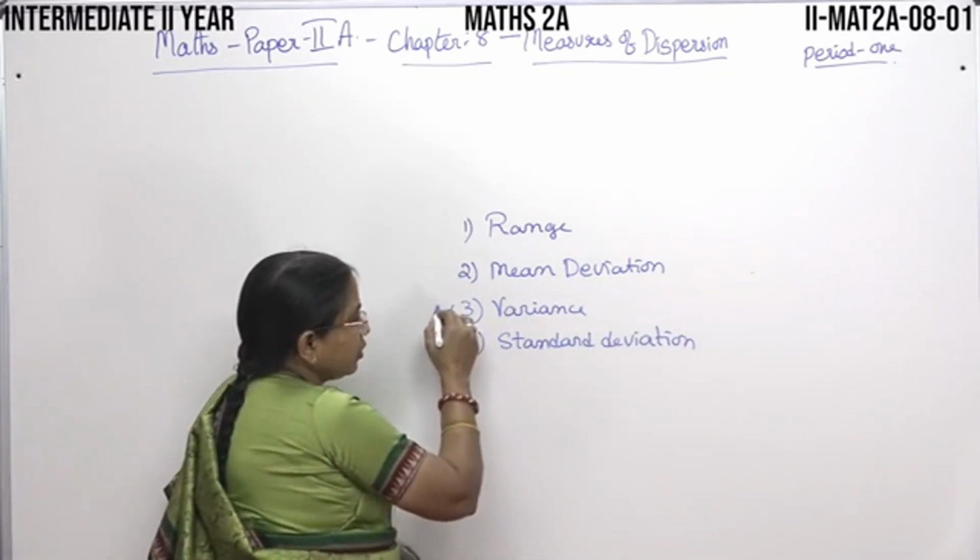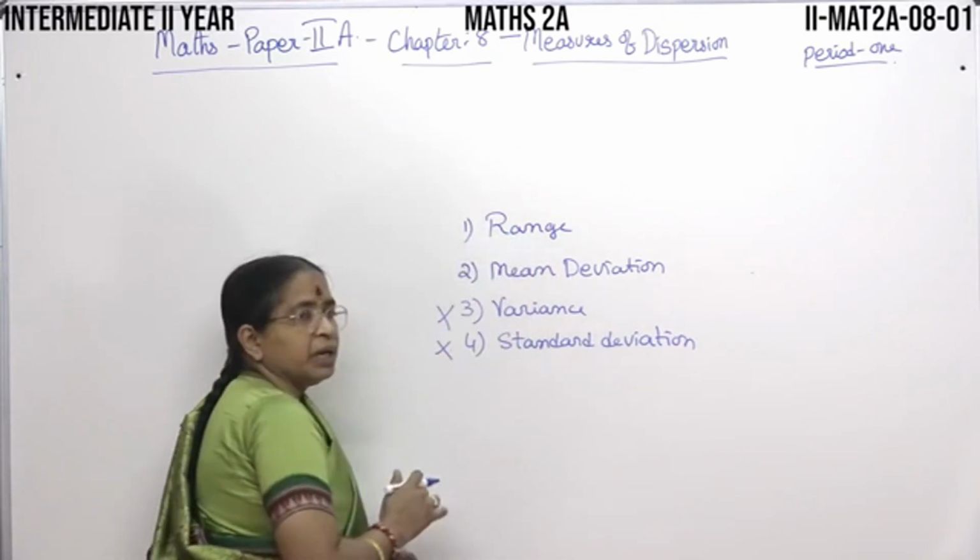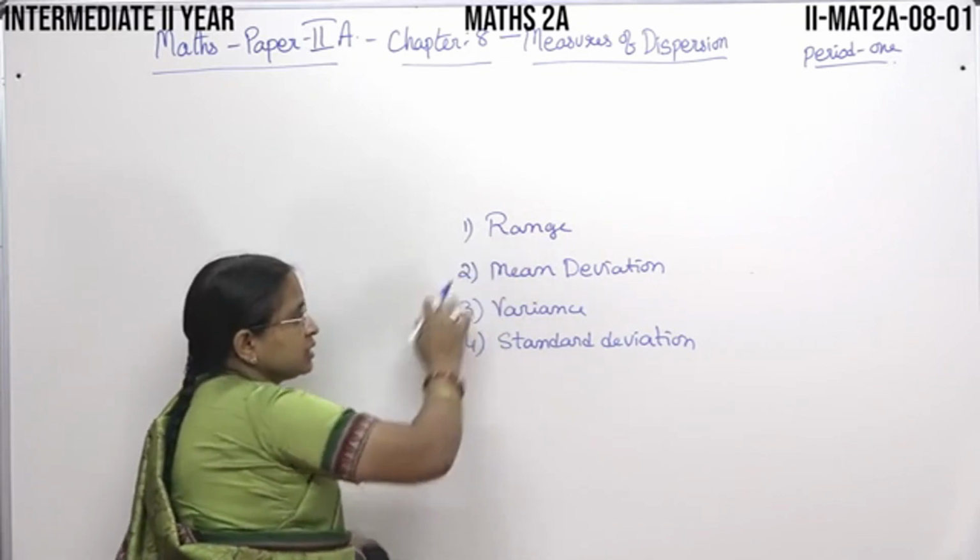Now, these two are deleted, and you have only range and mean deviation. Now, what is this range?